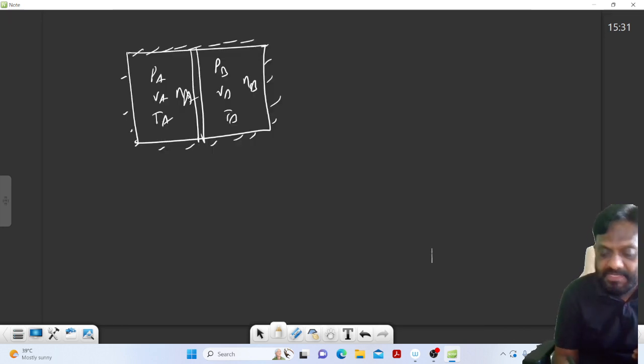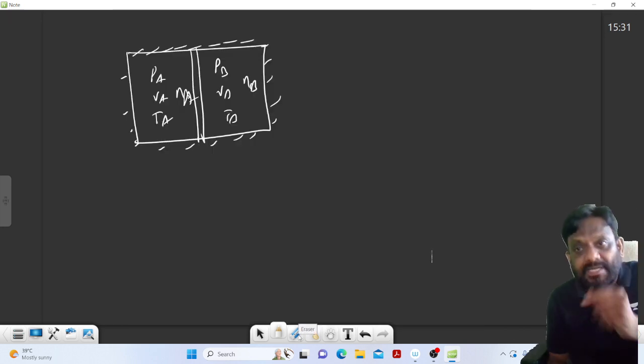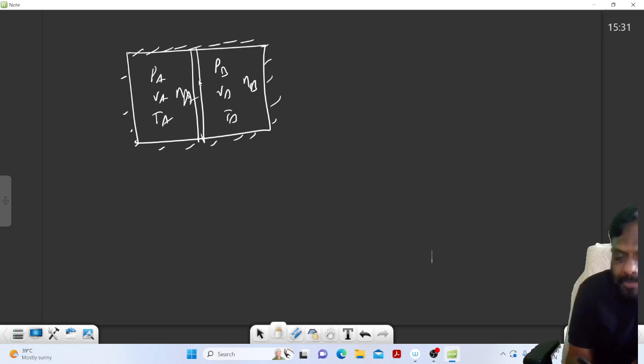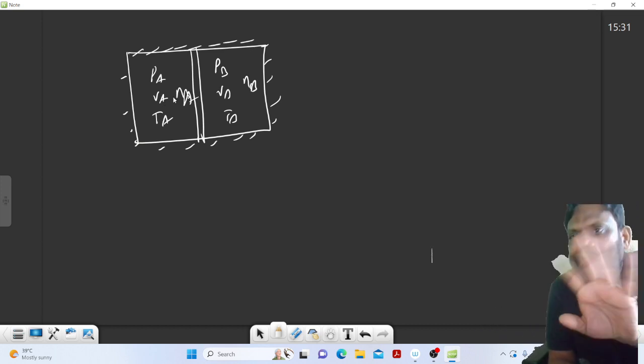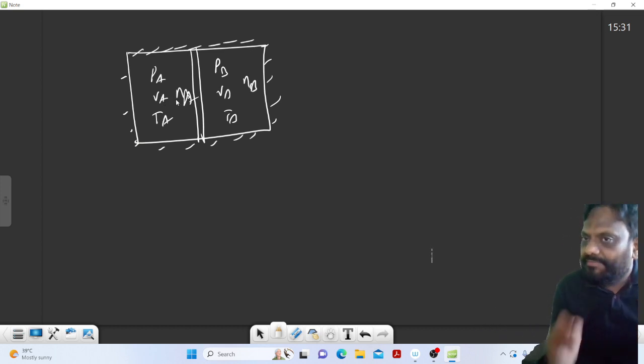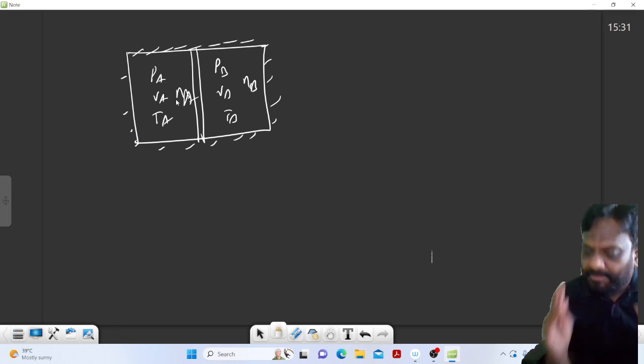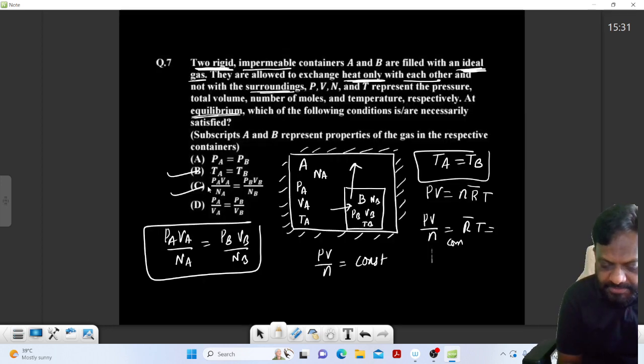So this is a different case, because in this problem he said there is only heat transfer. Suppose the partition is moving, definitely the one which expands is doing work on the other. So therefore, in this case, it is not allowed. That's why I have not taken this case. Otherwise, there will be pressure equilibrium also. But in this problem, only these two are possible.